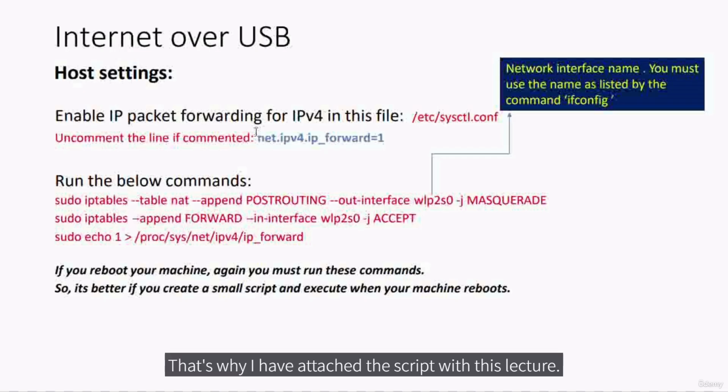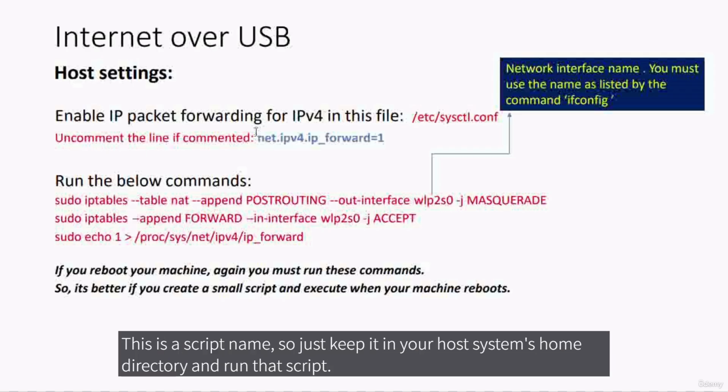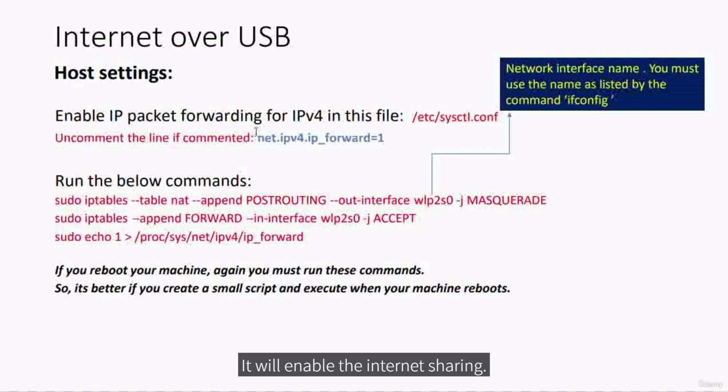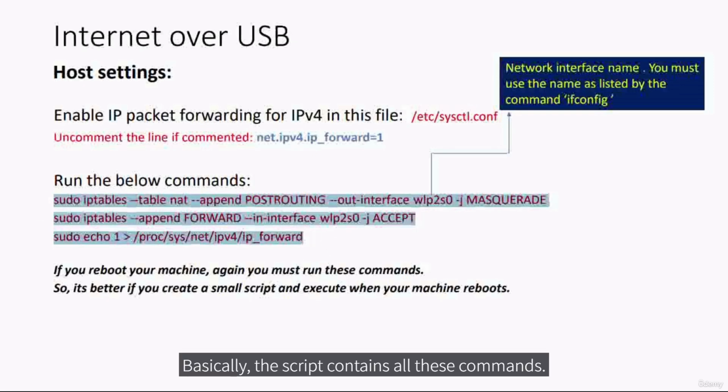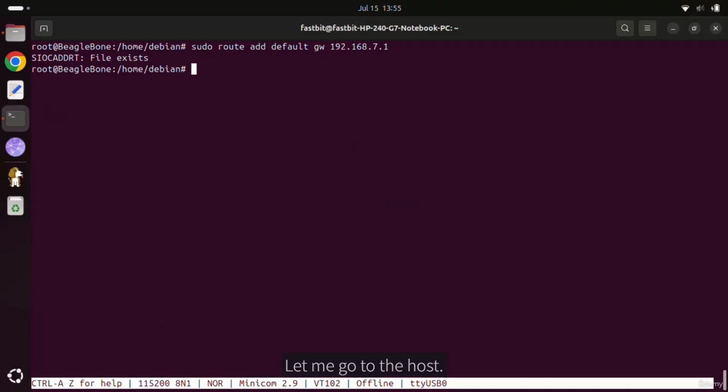That's why I have attached the script with this lecture, so just download the script named usbnet.sh. Keep it in your host system's home directory and run that script. It will enable the internet sharing. Basically, the script contains all these commands. Let's head over to our command prompt. Let me go to the host.